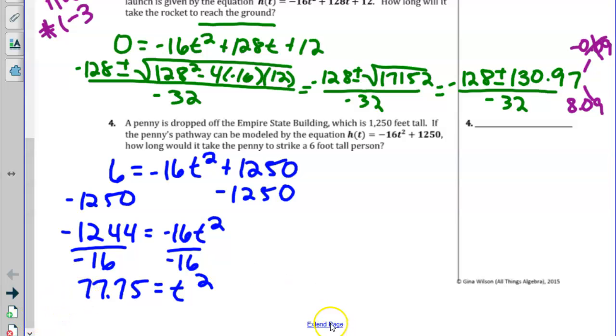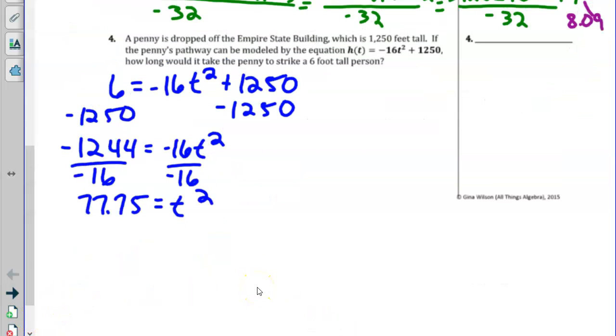My last step. Square root it. What's the square root of 77.75? 8.816. We don't care about the negative root of that because we're dealing with time. So it'd be positive 8.81 seconds. That's how long it takes to hit that person. 8 seconds. Well, they're 1,250 feet in the air, so kind of makes sense.